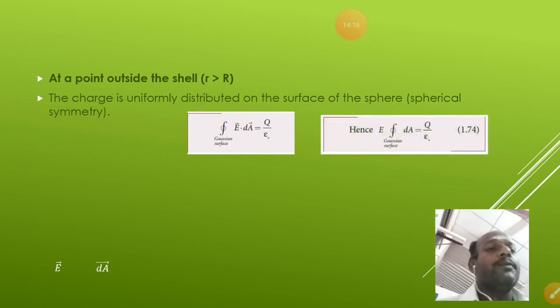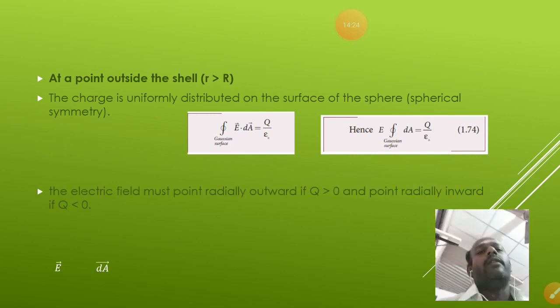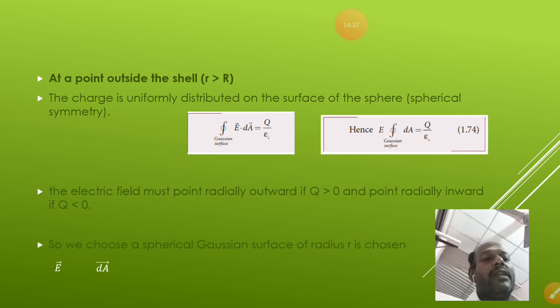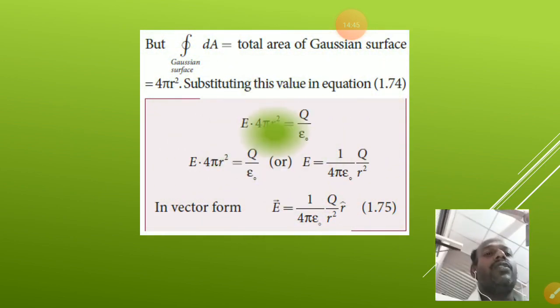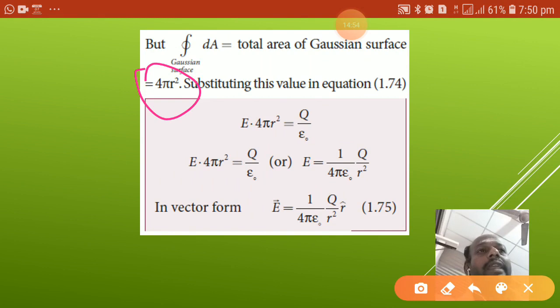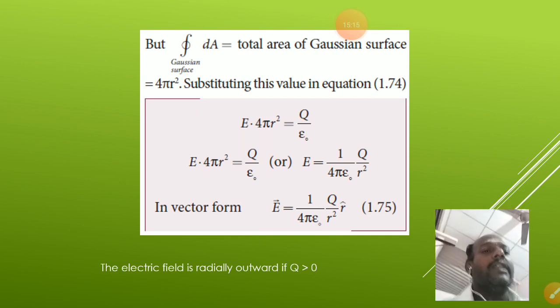When I substitute, E is constant, so take it out of the integration: E into the integral of dA, which is equal to Q by epsilon naught. Here there are two things. The electric field must point radially outward when Q is positive, and radially inward when Q is negative. When we choose a spherical Gaussian surface of radius r, E and dA are in the same direction. Now, instead of the integral of dA, I substitute 4 pi r square, which is the area of a sphere. A shell is nothing but a sphere. So E into 4 pi r square is equal to Q by epsilon naught, so E is Q by 4 pi epsilon naught r square, and the r vector gives the direction of the electric field. The electric field is radially outward when Q is positive, radially inward when Q is negative.